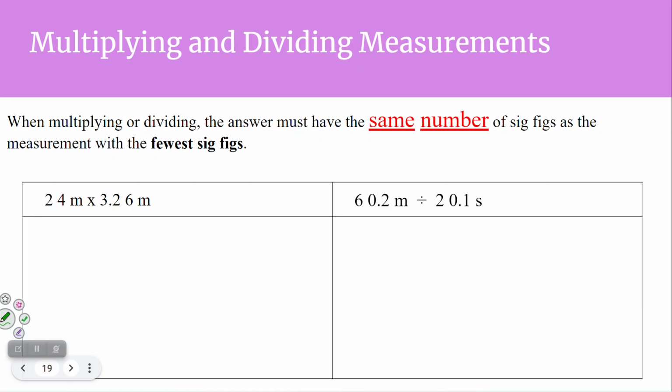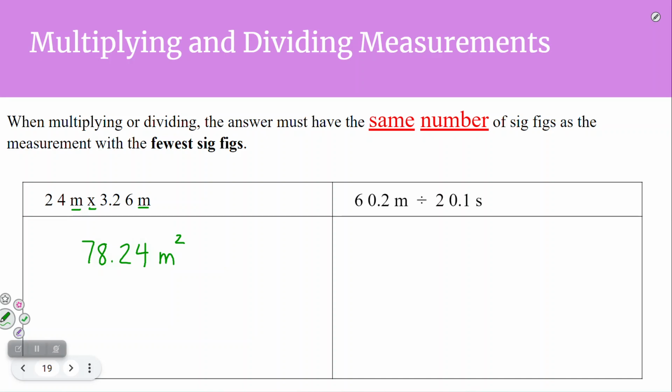We're going to have 24 times 3.26, and the calculator tells me 78.24. The unit for this is going to be meters times meters, which is square meters. Now, I'm not allowed to report all of that, because this is a lot more precise than the measurements that are making it up.